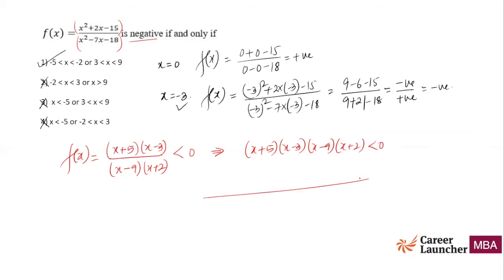So let's draw the number line for this. The values for which each factor is going to be 0 will be -5, -2, 3, and 9. And if you draw the graph for this particular polynomial, the graph is going to go like this. We have to figure out where it is negative. Negative lies between -5 and -2 and 3 and 9. The only option which says this is the first one. So first becomes your answer.